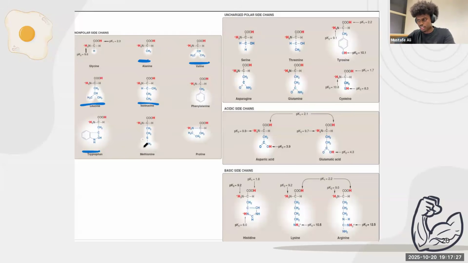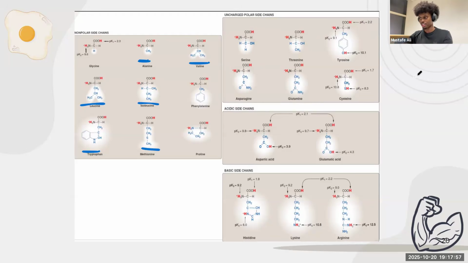Tryptophan is a bit complicated. Methionine is a bit complicated. Don't get into detail with those two. Just know for non-polar amino acids, they just have a bunch of carbon and a bunch of hydrogen in the R group. I don't believe that they will ask you questions on that. I think that's way out of your scope. But just focus on how to differentiate them from the other groups.